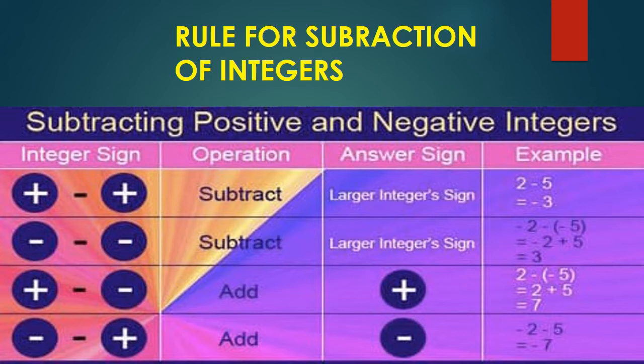Next, if one number is positive and another number is negative, then we have to do the addition, as you can see in the example. And the answer that we will get will also have the positive sign. If the first number is negative and the other number is positive, then also we have to do the addition and the answer that we will get will have the negative sign. Okay, you can see in the example. So students, you have to understand all these rules very well. Okay.